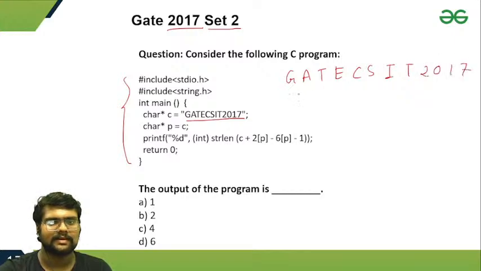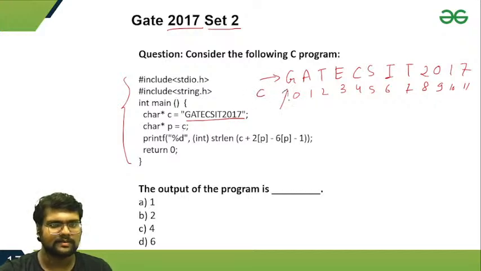Let me count the positions: 1, 2, 3, 4, 5, 6, 7, 8, 9, 10, 11. So there are 12 characters here. C is pointing to G, the address of G. Then P is also pointing to G. Then we have C plus 2P minus 6P minus 1.